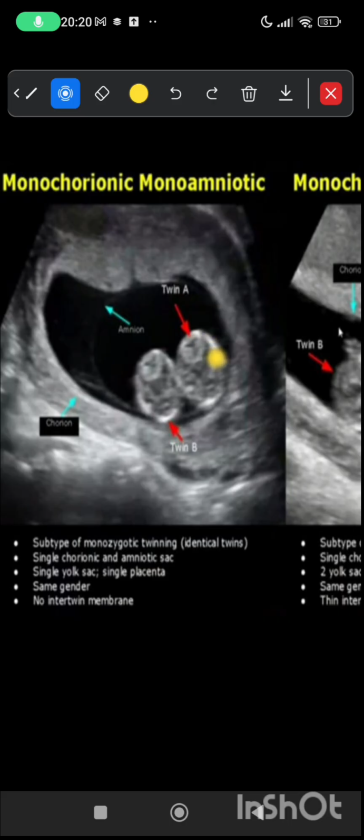Now there is one gestational sac and only one amniotic sac. And is there any dividing membrane? No. There is no dividing membrane. In monochorionic monoamniotic, we can only see one gestational sac and one amniotic sac. And here we can see these two twins, and there is no dividing membrane. And later there will be only one placenta.